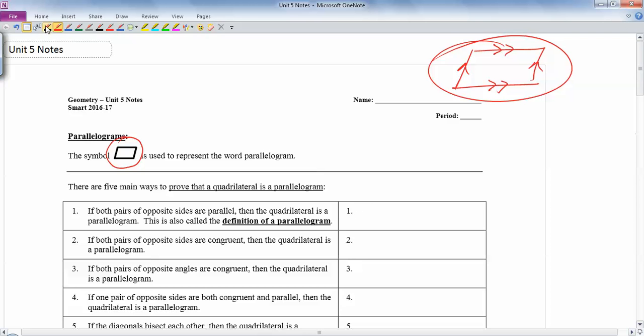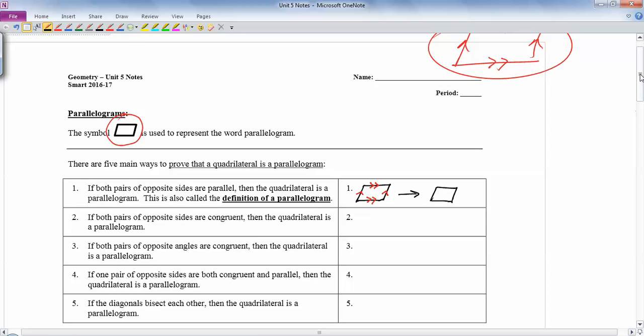Let me use black here. If you can prove that the top and the bottom are parallel and the left and the right are parallel, then you get a parallelogram. So that's one of the ways of doing it.